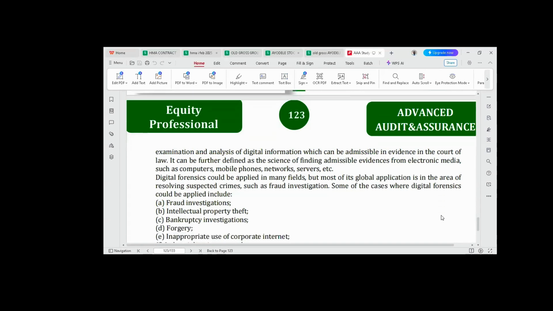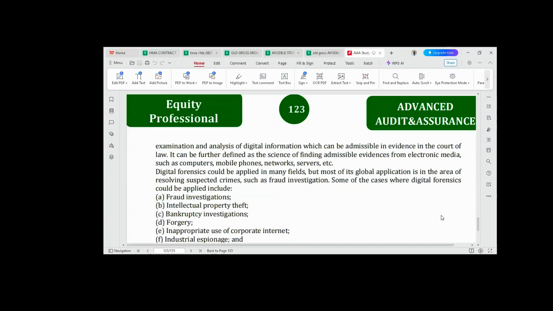So some of the cases where digital forensics could be applied include fraud investigation, intellectual property theft, like the case of Mercy Chinwo, right? There's a case that is on now between Mercy Chinwo, that gospel singer, and her music manager. All right. We have bankruptcy investigation, forgery, inappropriate use of corporate internet.